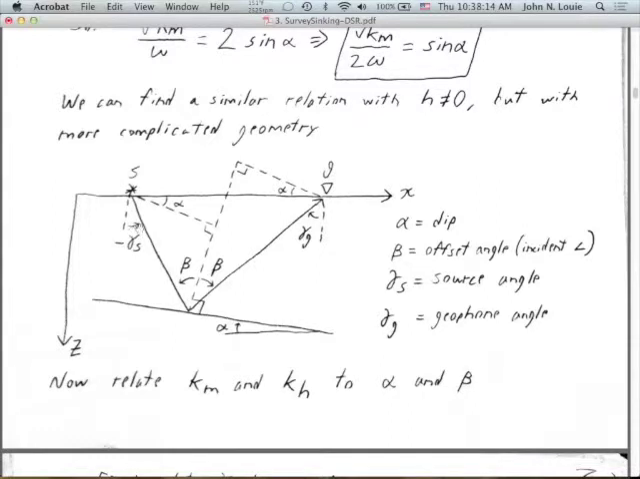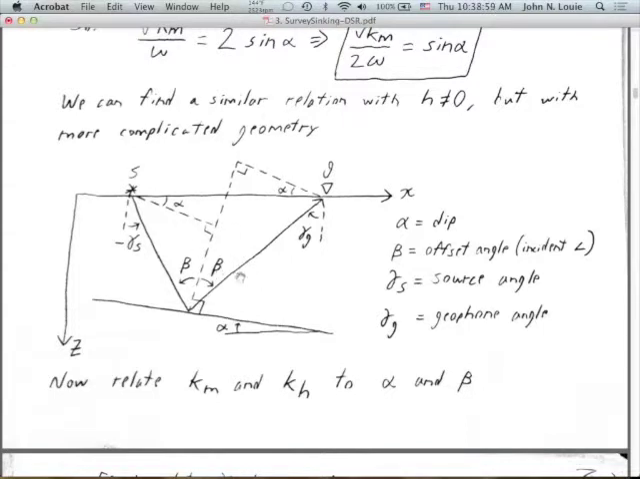This is all 2D now. We have a source propagation angle, let's call it gamma sub s, relative to the normal. We've got a receiver arrival angle, relative to the normal again, of gamma g. We can draw two triangles. We extend a normal from the dipping reflector coming up here, even bringing it up above the surface a bit, and then we draw the normal. So we have two right triangles in here.